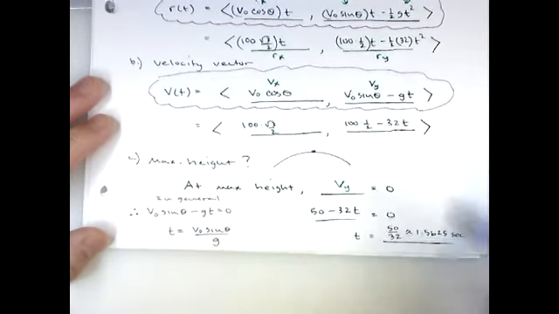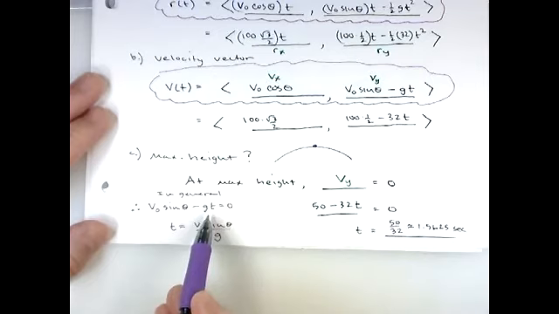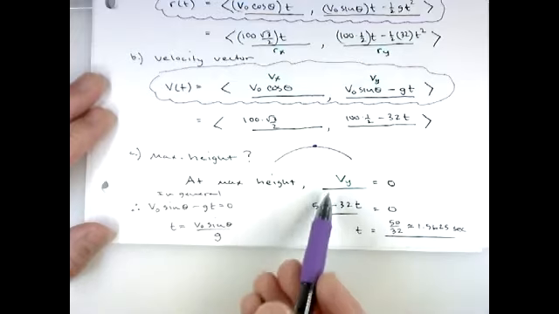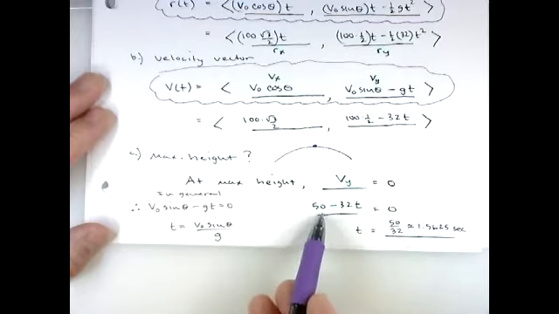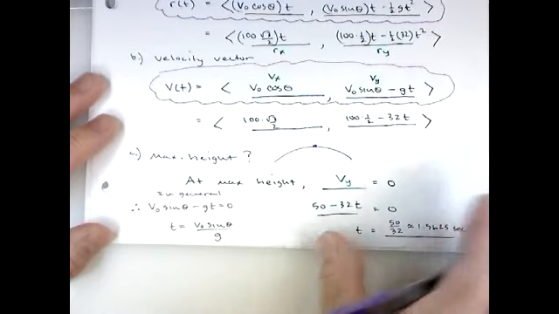So what we would do now, in general, you would take v sub y and set that equal to 0. Solve for t. T is going to be v naught sine theta over g. With our specific problem, that's going to be 50 minus 32t equals 0. So we're going to get t is 50 over 32, a little over 1.5 seconds.